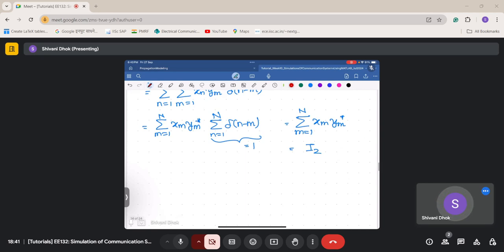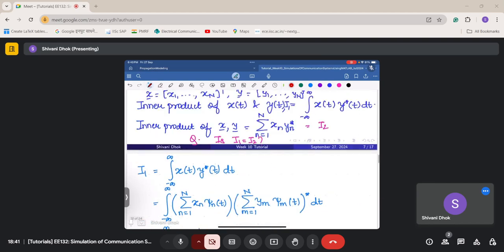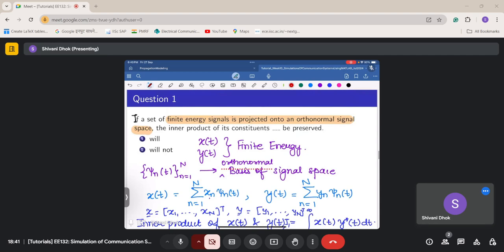Which means that the inner product will be preserved. Okay, so the correct answer is will be preserved. Is it clear? Any questions?